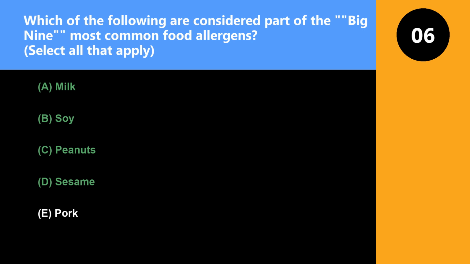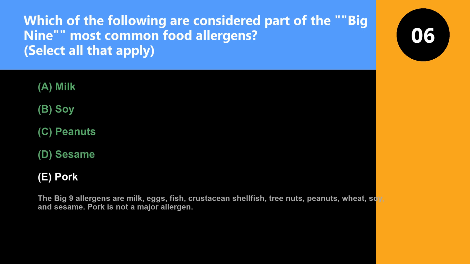Milk, soy, peanuts, sesame. The Big 9 allergens are milk, eggs, fish, crustacean shellfish, tree nuts, peanuts, wheat, soy, and sesame. Pork is not a major allergen.